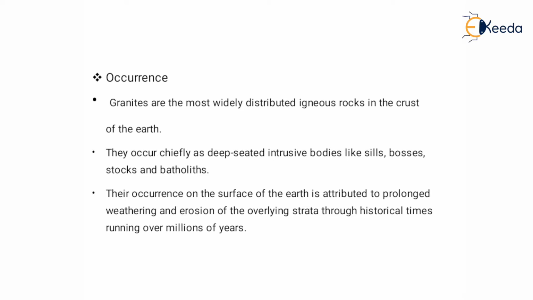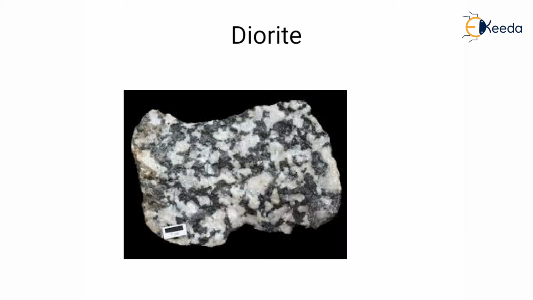Occurrence: granite is the most widely distributed igneous rock in the crust of the earth. It occurs chiefly as deep-seated intrusive bodies like sills, bosses, domes, and batholiths. Its occurrence on the surface of the earth is attributed to prolonged weathering and erosion of the overlying strata through historical times running over millions of years.